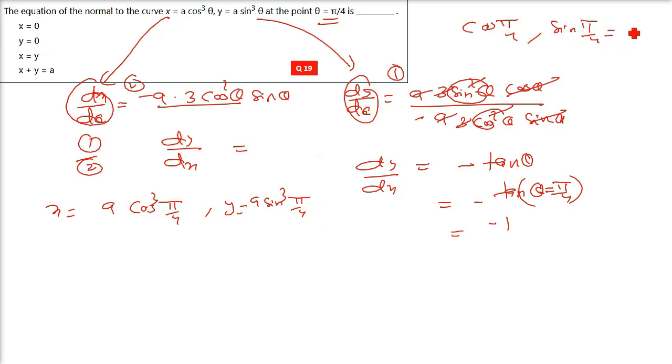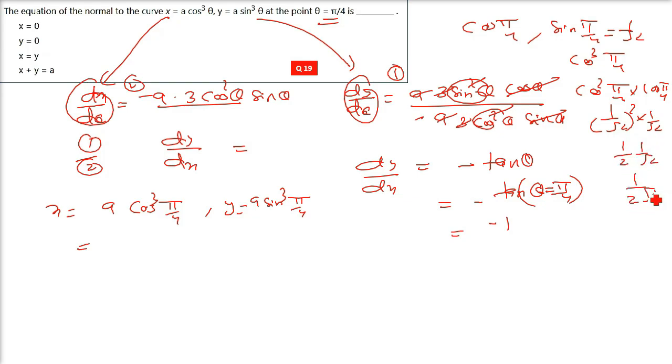A into 1 by root 2 whole cube. I'll just show you cos cube pi by 4. Cos square pi by 4 into cos pi by 4. Cos square pi by 4 is 1 by root 2 whole square, which is 1 by 2, and this is 1 by root 2. So it will be 1 by 2 root 2. So x is a by 2 root 2, and y is also a by 2 root 2. So the slope is negative 1.